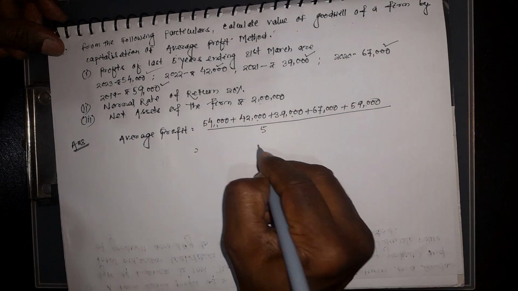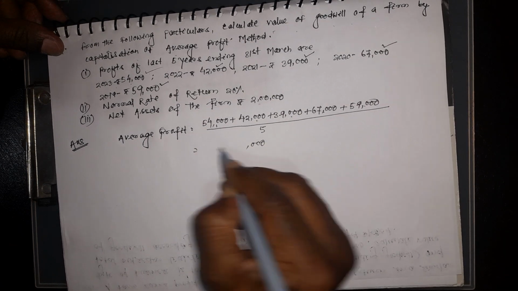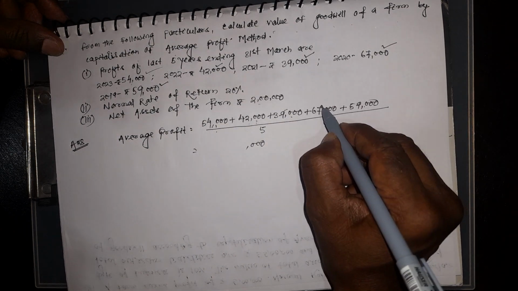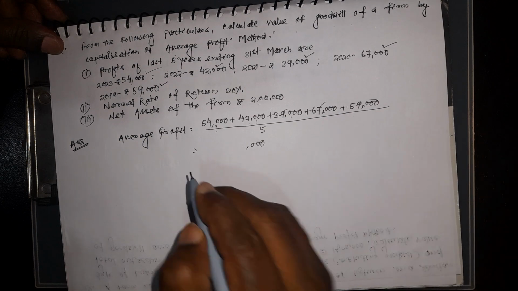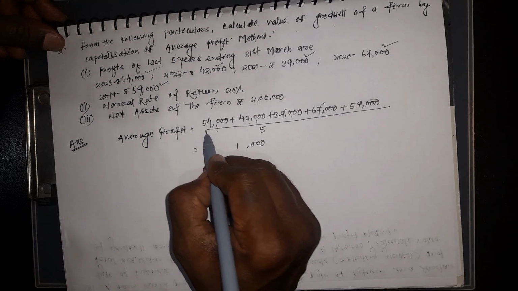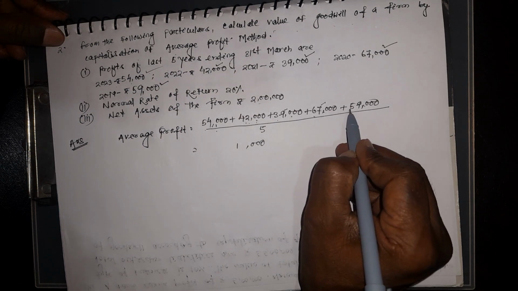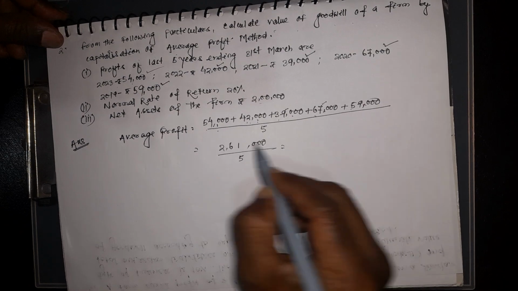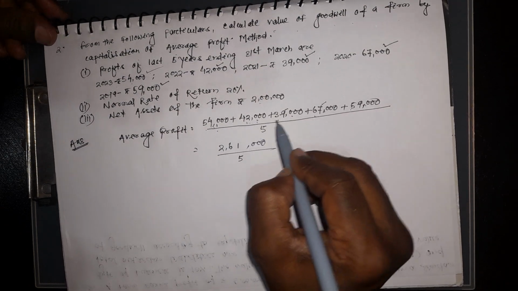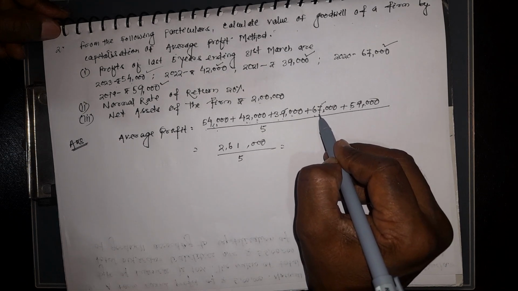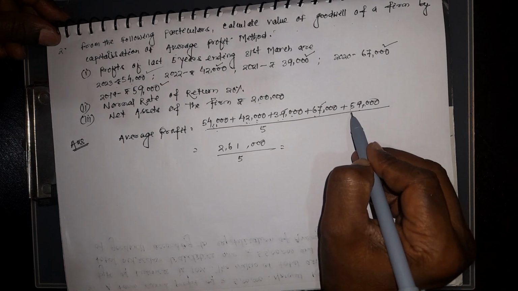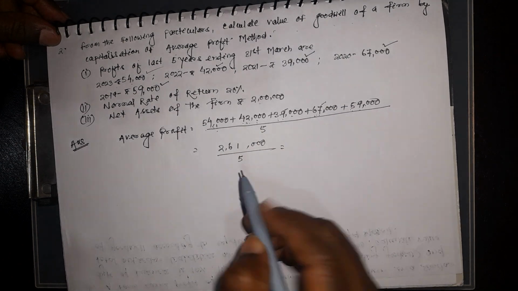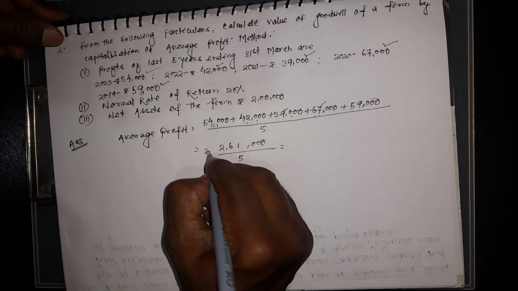Clear? So you have to add it. What will be the value of total profit first? 4 plus 2, 6, 15, 22, 31, so 2,61,000 divided by 5. Clear? Let me calculate again. 6, 15, 22, 31. That is 2,61,000. So it will be divided by 5.